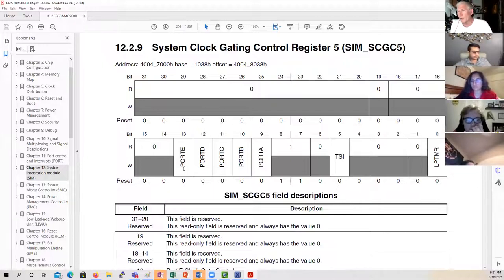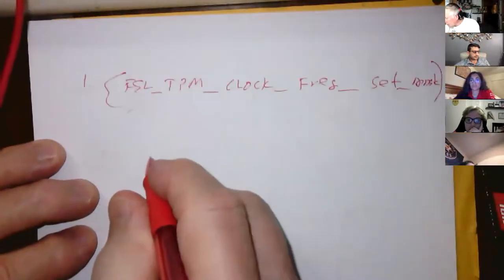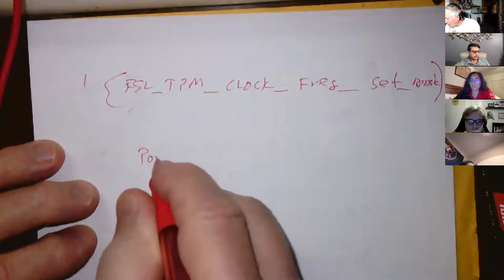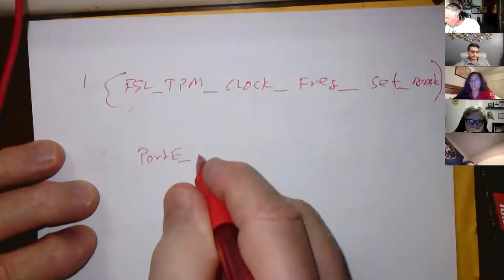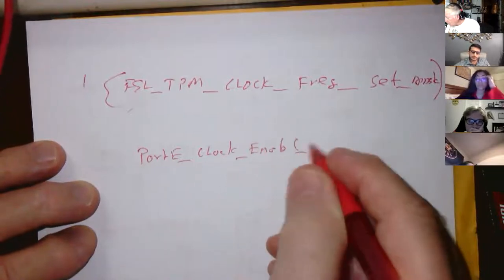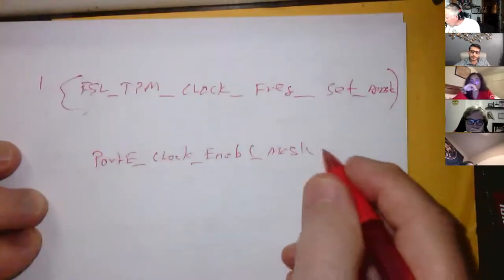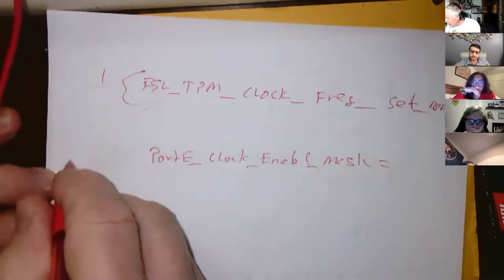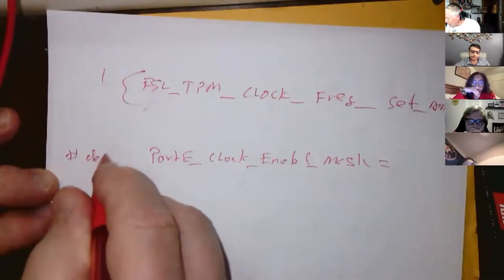You know, PORTE_CLOCK_ENABLE_MASK. And what it'll have is all zeros and a one in bit 13. And the way they'll do that, just like we just did, they'll write this mask as PORTE_CLOCK_ENABLE_MASK, and it'll be set somewhere in a header file with a #define.